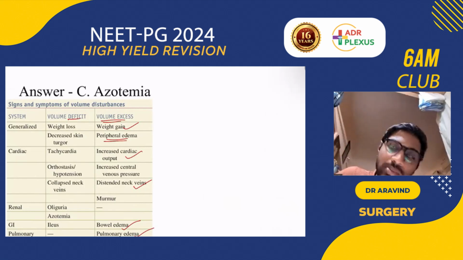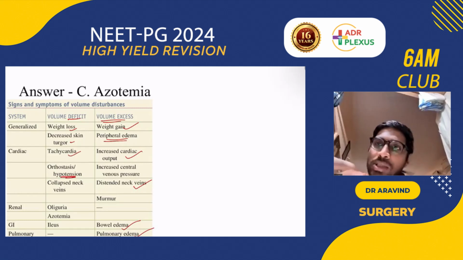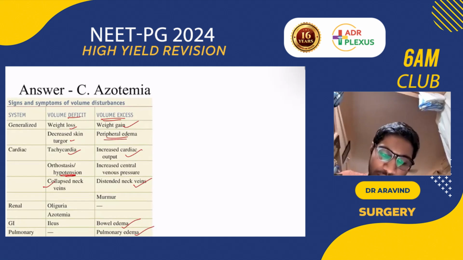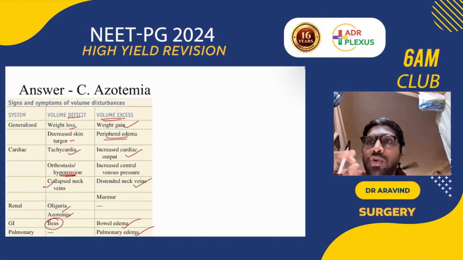So volume deficit means you're not giving adequate volume support. So weight loss will be there, decreased skin turgor, that is pinchability will not be there, and tachycardia. Then hypotension. Then collapsed neck veins, polyuria, azotemia, and the bowel will go for ileus. If you're not giving adequate fluids, the bowel will go for paralytic ileus only. Bowel edema will be there with volume overload.